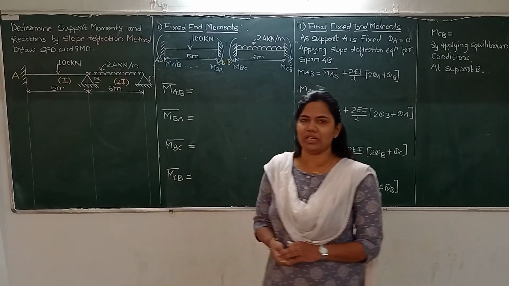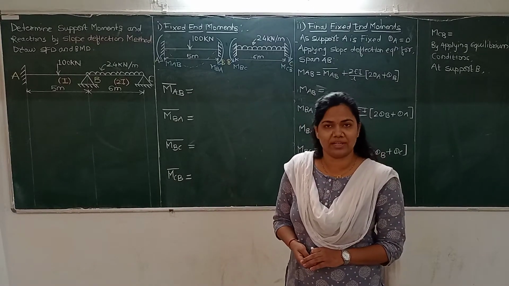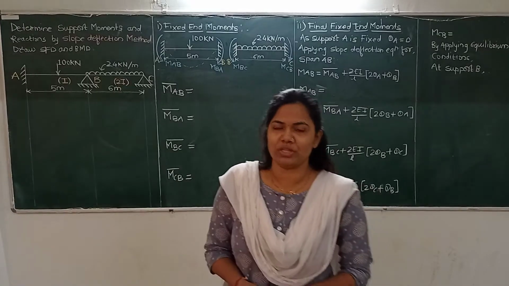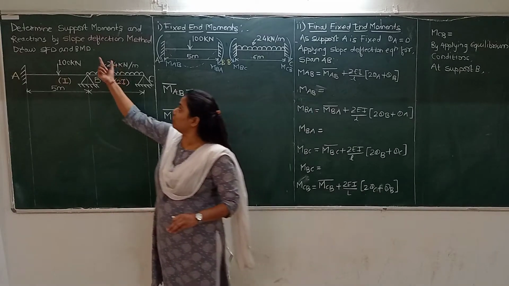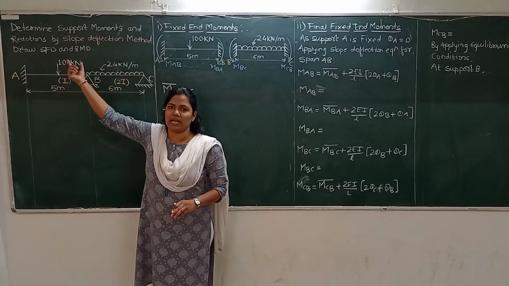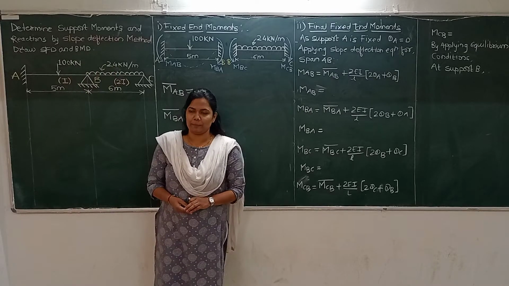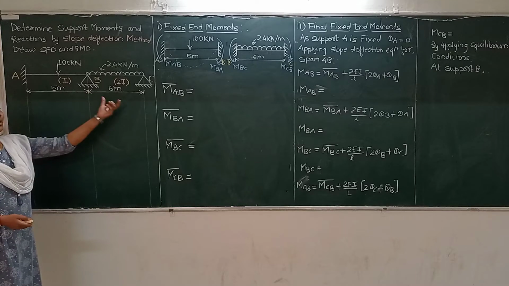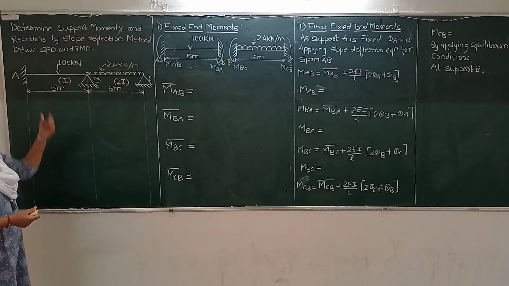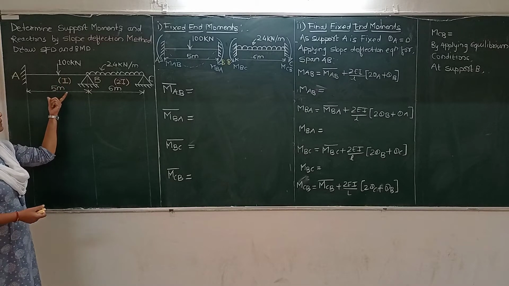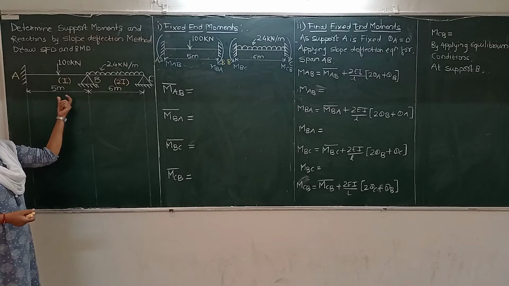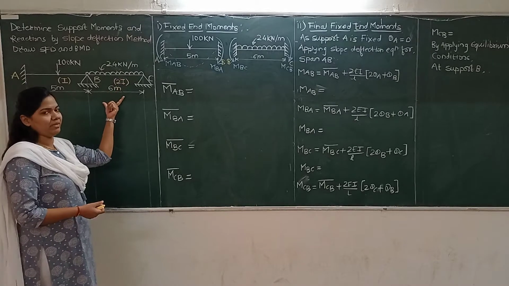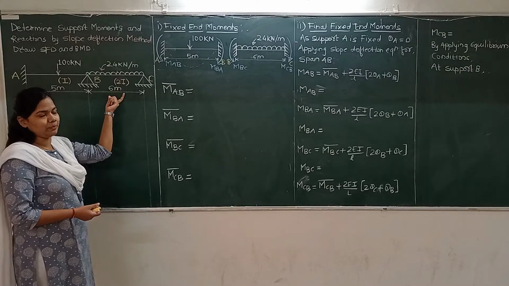So today we are going to learn one numerical on analysis of an indeterminate beam by the slope deflection method. In this numerical, we'll find the support moments and the support reactions by the slope deflection method. The numerical is a continuous beam ABC, subjected to a point load of 100 kN over span AB of length 5 meter and a uniformly distributed load acting over span BC of 6 meter.